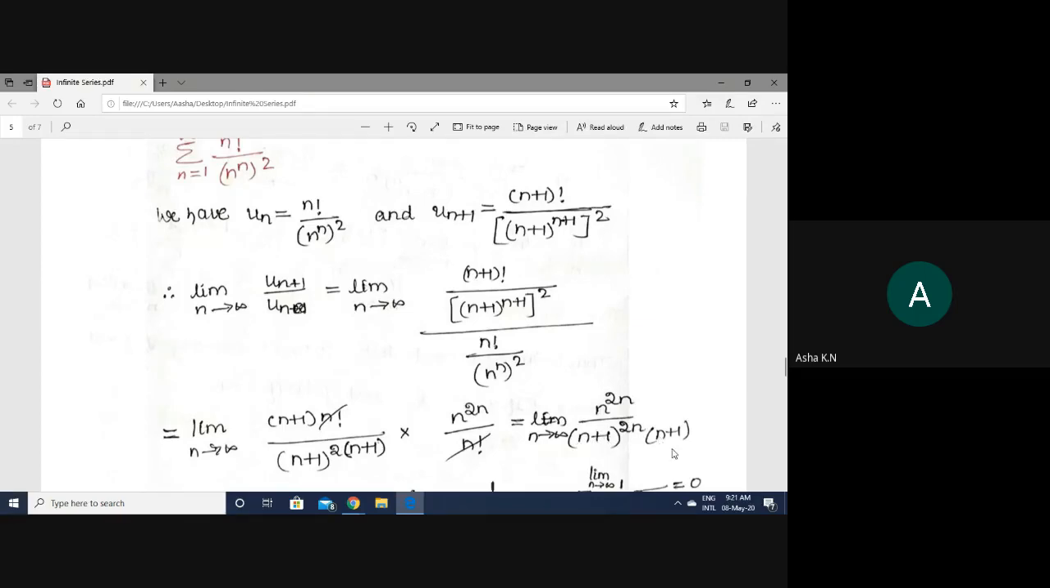But here again we have n plus 1. Because of this term, when you take n tends to infinity, you will get 1 by infinity. 1 by infinity is 0.